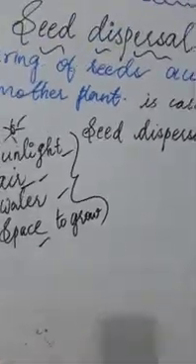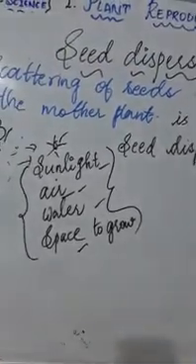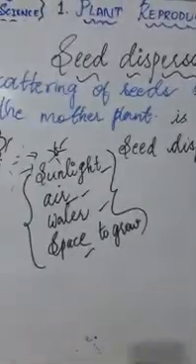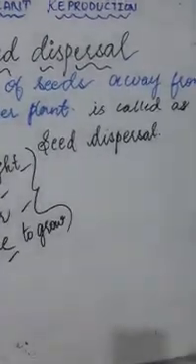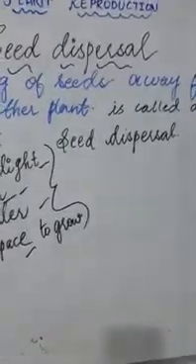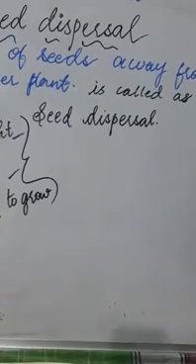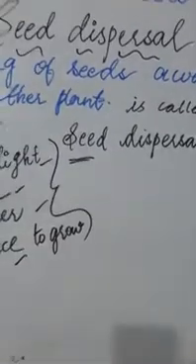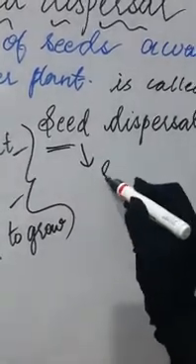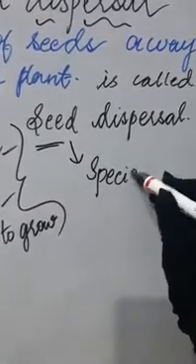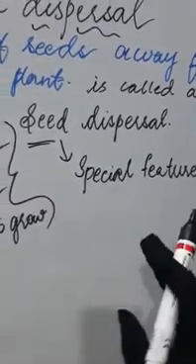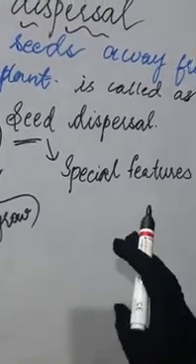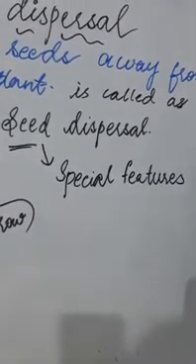Understood, children? Scattering of seeds away from the mother plant is called seed dispersal. Do you know, children, how the seeds are dispersed? How will these seeds be dispersed? Seeds will have special features that help them to disperse.